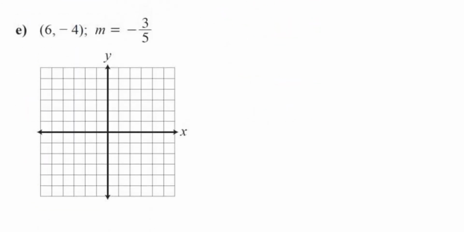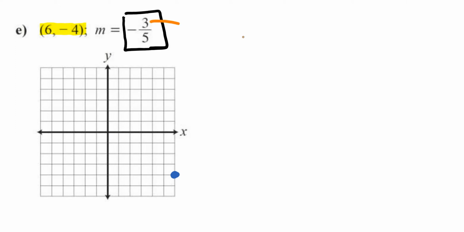Let's move on to letter E here. My starting point is 6, -4. So 6, -4 means you go right 6 and down 4. So 1, 2, 3, 4, 5, 6, and then down 4, 1, 2, 3, 4. So this is my starting point right there. All right, so once again, that is my starting point right there. And then let's take a look at my slope here. My slope is -3 over 5.